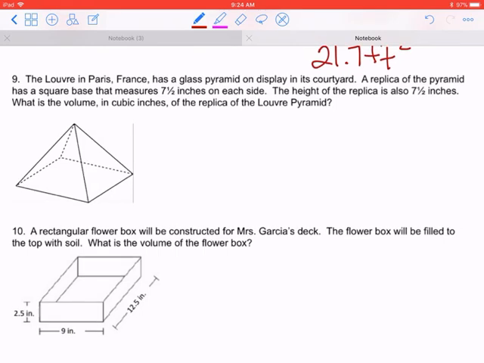Question number 9. Here we have a glass pyramid that is on display. A replica of the pyramid has a square base that measures 7.5 inches on each side. The height of this replica is also 7.5 inches. What is the volume in cubic inches of the replica of the pyramid?